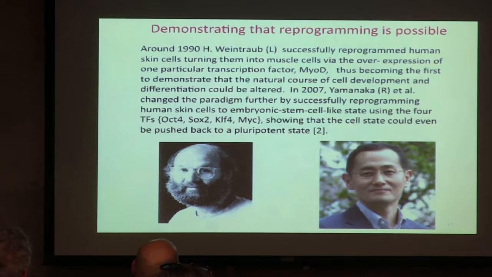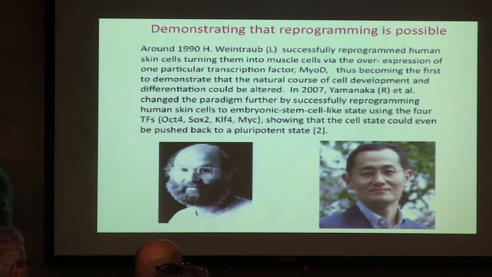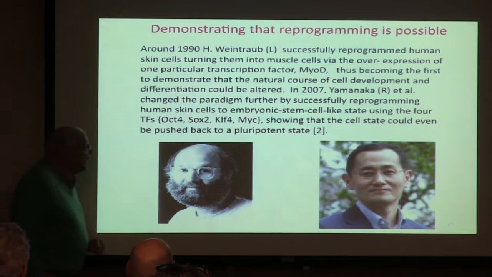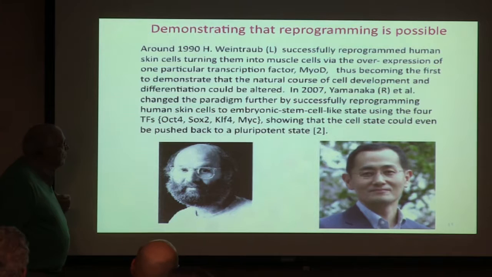He took one particular transcription factor, of which there are many, many, many. But he took one particular one called MyoD and delivered MyoD to the cells and showed that we got in that way a certain number of muscle cells, reversing in part at least the Waddington picture.